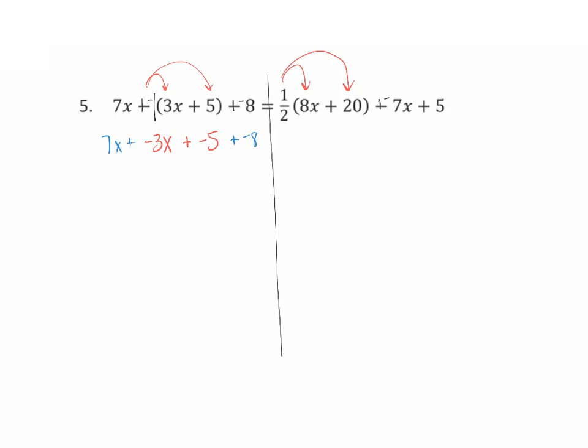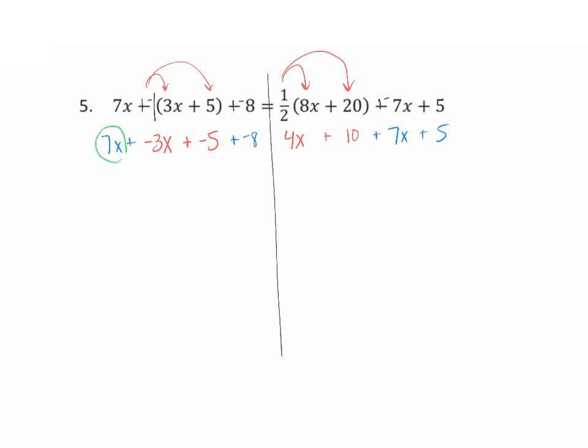On the right side, 1/2 times 8 is the same as saying half of 8, which is 4x's. Keep my plus sign. Half of 20 is 10. And everything else stays the same. From there, I'm going to combine like terms.